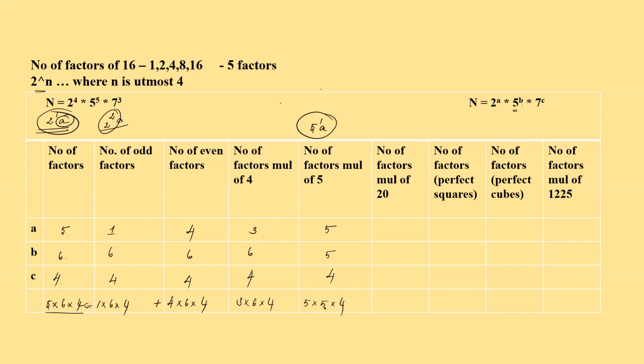And then going on to the number of factors which are multiples of 20. Write it similarly. Now you have found out separately the number of factors which are multiples of 4, multiples of 5. Now you will have to find out the number of factors which are multiples of 20, which is nothing but 4 into 5. Okay, try it out. 30 seconds for this again.